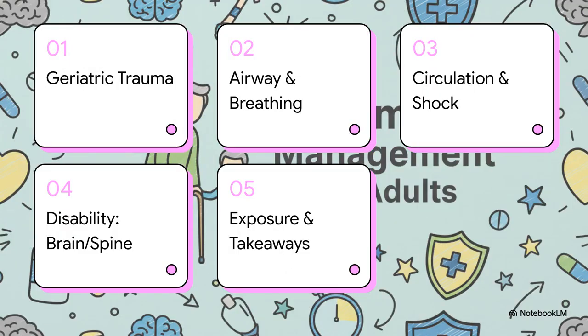So here's our game plan. We're going to walk through the classic ATLS primary survey, A, B, C, D, E, but we're going to look at each step through the specific and often challenging lens of geriatric trauma.